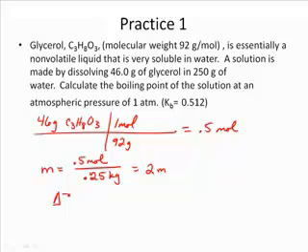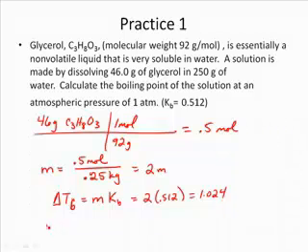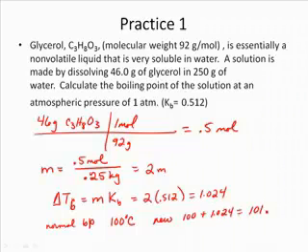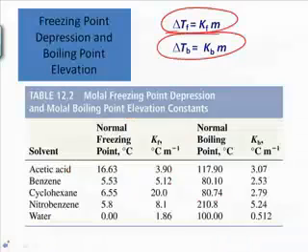Okay, so my delta T for boiling is molality times my boiling point constant, and for water it's given as 0.512. So 2 times 0.512 is 1.024. Okay, my normal boiling point for water is 100 degrees Celsius. So my new boiling point, the boiling point goes up, is going to be 100 plus 1.024, or 101.024 degrees Celsius. Okay, so for the boiling point, you're going to add the change, add the delta T. For the freezing point, you would subtract it from the freezing point of the pure solvent.